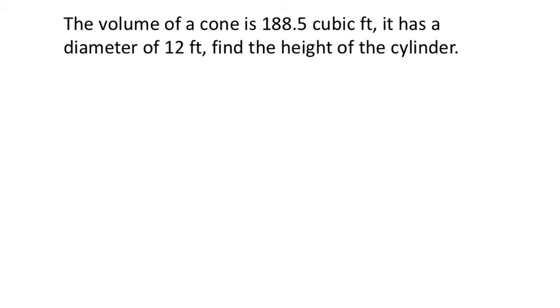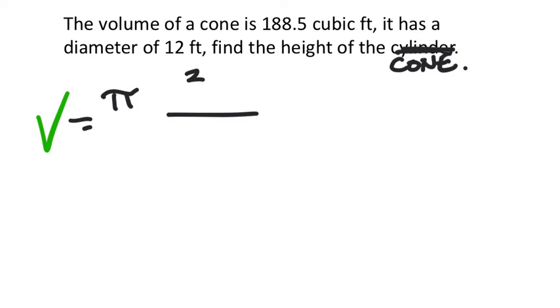So the volume of a cone is 188.5 cubic feet, and it has a diameter of 12 feet. Find the height of the cylinder. That's supposed to say cone right there. Spelling's hard. Cone. Okay, because we're on the cone part of this. So again, let's look at the volume formula for a cone here. Volume equals pi times the radius to the power of 2 times the height all over 3.